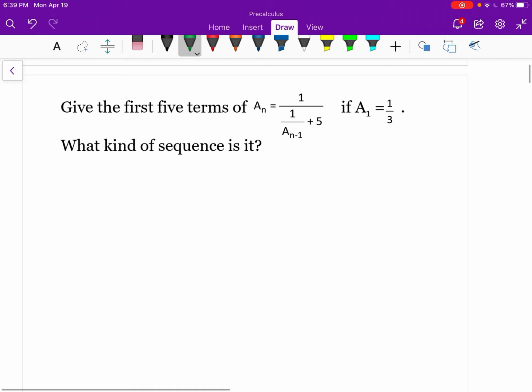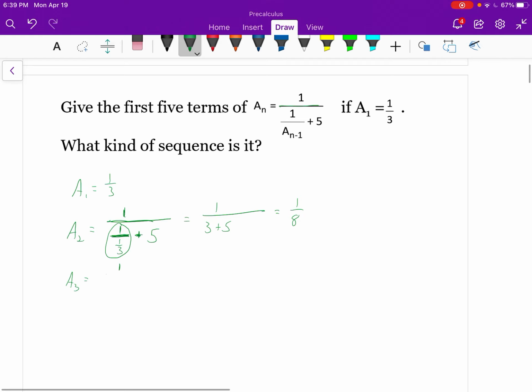All right, last example. Give the first 5 terms of the sequence if you start with 1/3. Well, this does look like what we just talked about, but let's plug things in to see what happens. So our first term is 1/3. Our second term is supposed to be 1 over the previous term, so 1/3, plus 5. Well, this just means the reciprocal of 1/3, which is 3, plus 5 is 1/8.